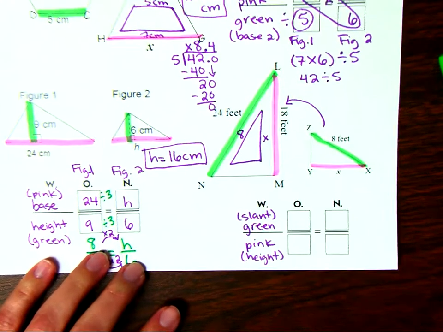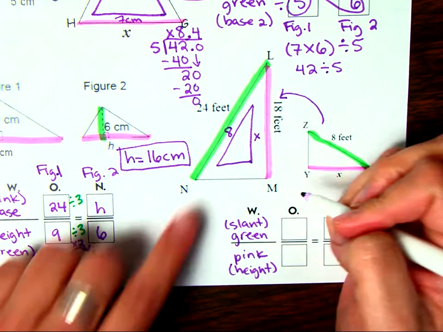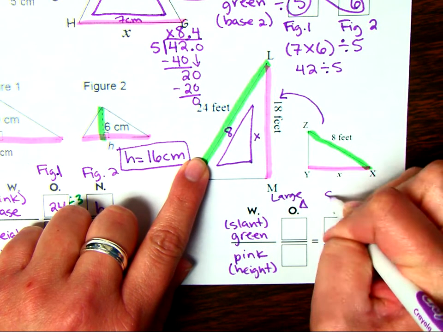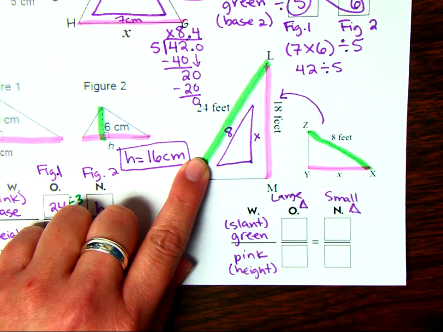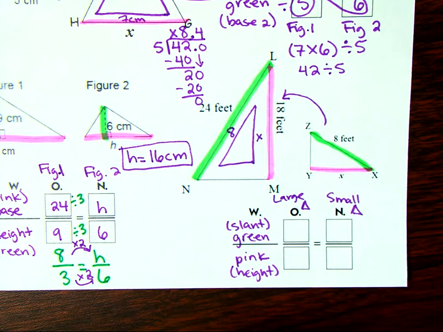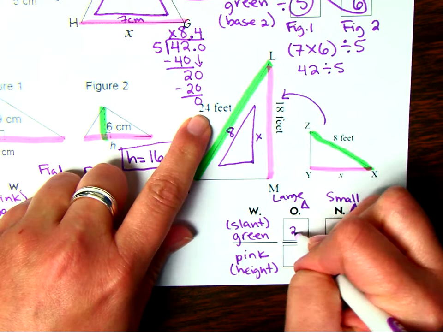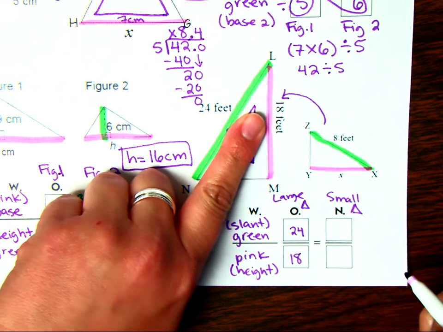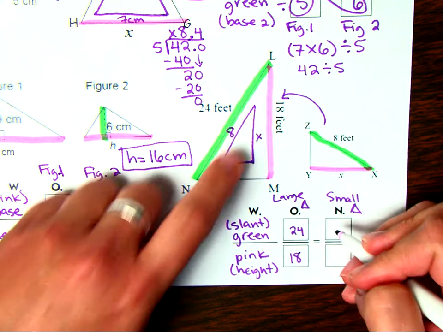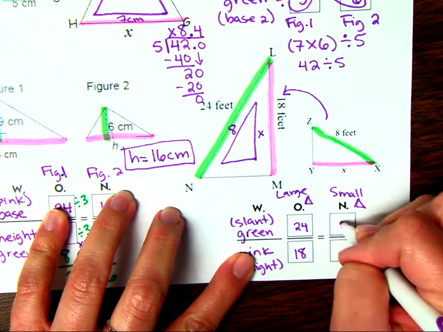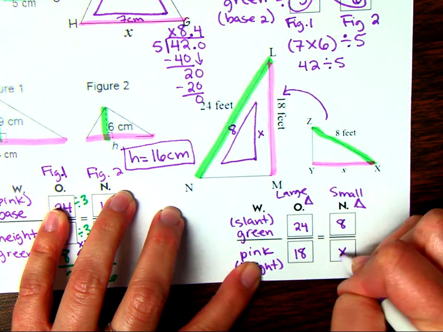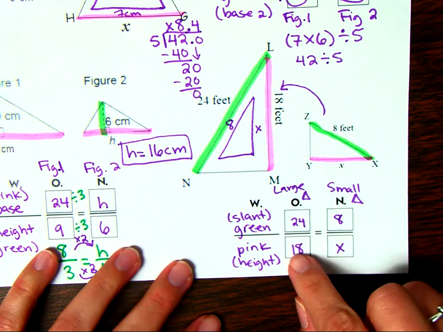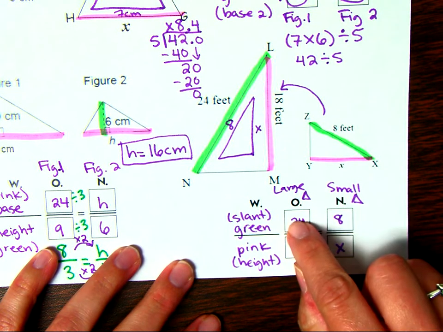All right. So my original figure, this is going to be my large triangle. I'll say large triangle to small triangle instead of just figure 1 to figure 2. You guys can label these however helps you out. So 24 was my green slant, and my 18 was my pink or my height of that original, that bigger triangle. And then my green slant over in the small triangle was 8 feet to x. Okay? Now hopefully, I don't know about you guys, we could do 18 times 8 divided by 24, but that's kind of some big numbers.